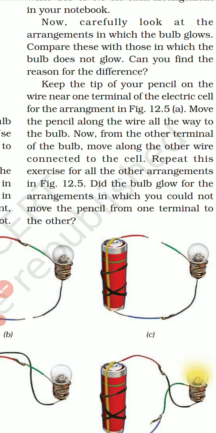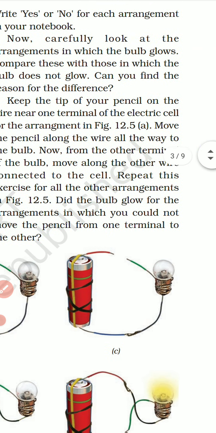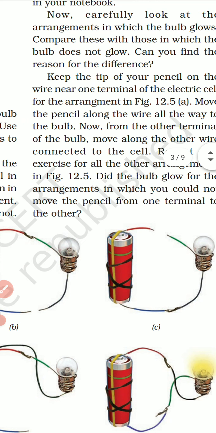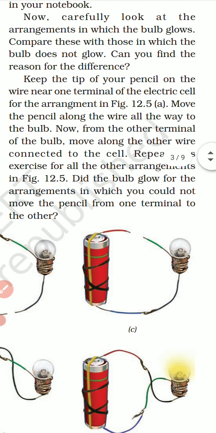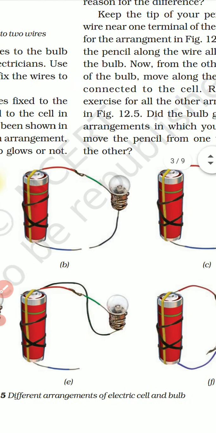Keep the tip of your pencil on the wire near one terminal of the electric cell for the arrangements. Now move the pencil along the wire all the way to the bulb. Now from the other terminal of the bulb, move along the other wire connected to the cell. Now repeat the exercise for all the arrangements. Did the bulb glow for all the arrangements? For the arrangements in which you could not move the pencil from one terminal to the other terminal.